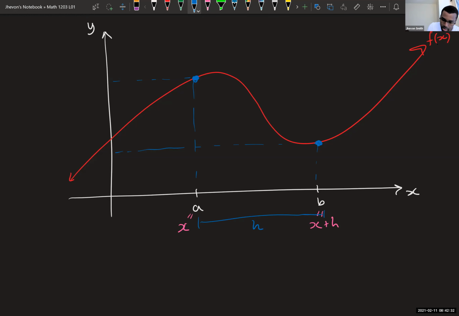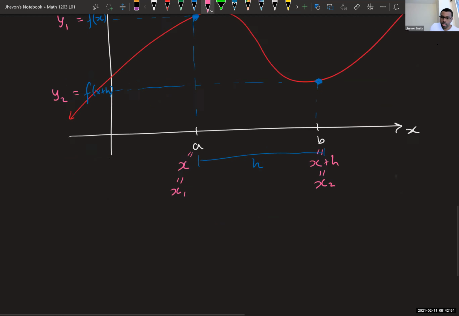By that labeling, that would mean that this one corresponding to b is f of x plus h. And this one corresponding to a is f of x. And of course, that would correspond to our y2. This would correspond to our y1. This would correspond to our x1. This would correspond to our x2.